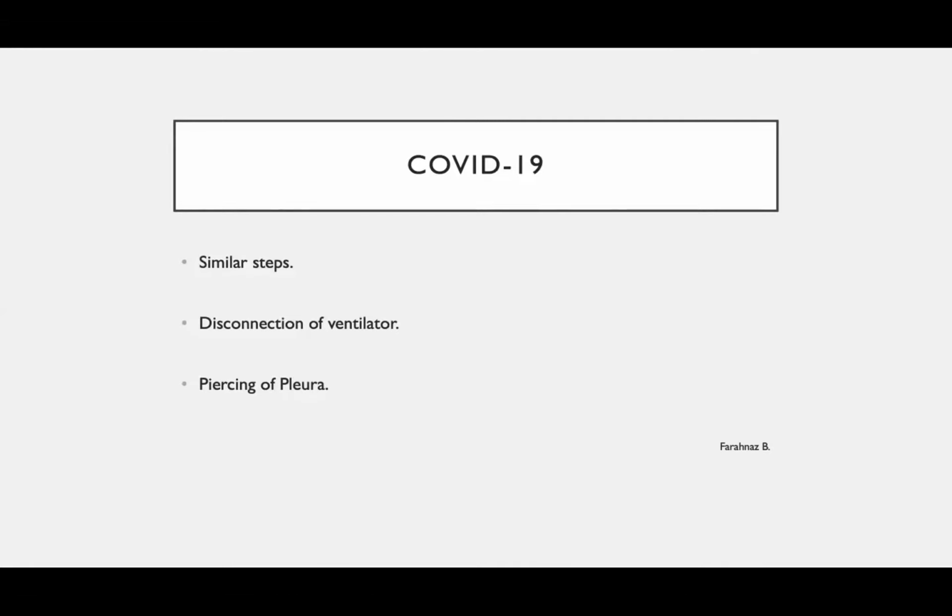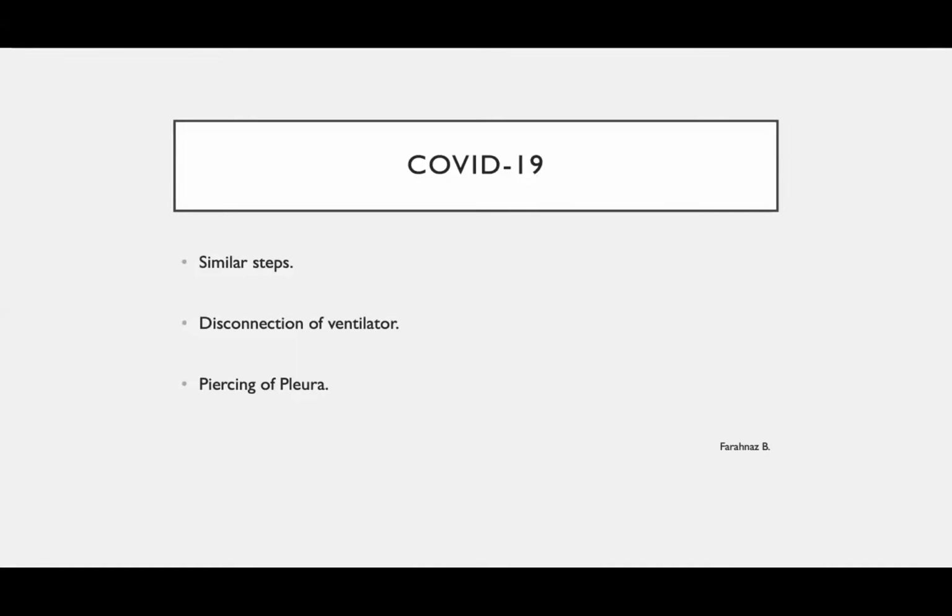What she mentioned in this, and I'm not aware if there are prospective studies about it, is that it's better to disconnect the ventilator from the endotracheal tube just at the step of piercing the pleura. So you prepare the patient and do all your usual steps for a chest tube. You put your local and start your incision until you reach the pleura. Before piercing the pleura, you ask to disconnect the ventilator.